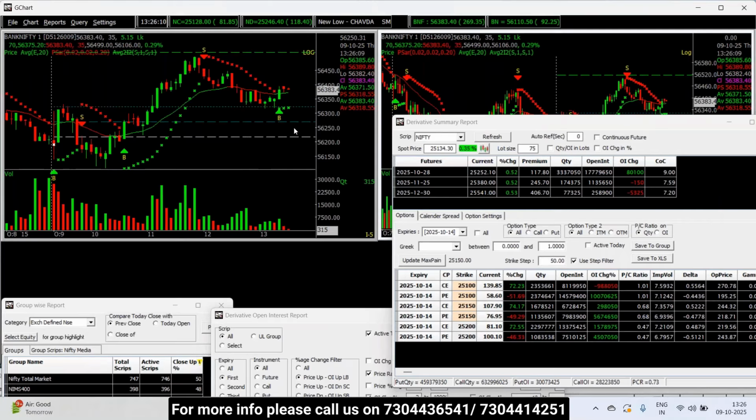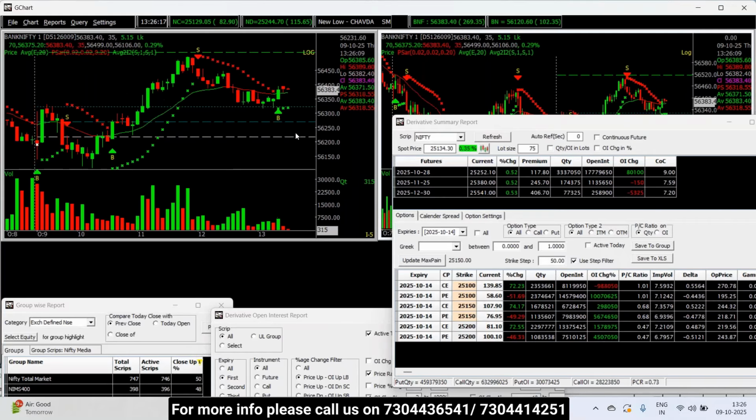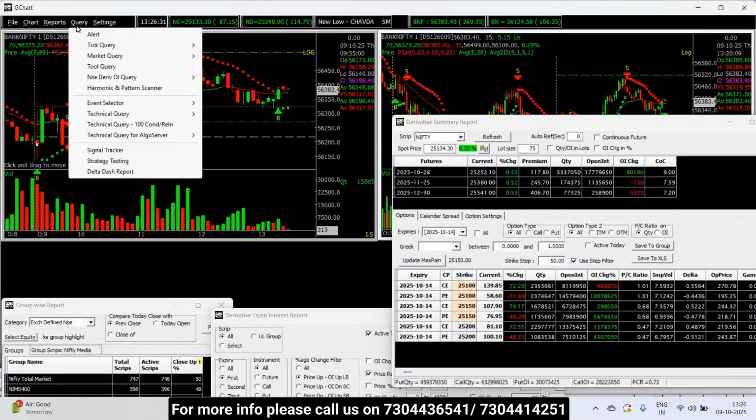So in this way, you can design your own strategies and implement them here, and you will get buy and sell signals. Now we got buy and sell signals, and we understood how the trends have been forming, and according to that we are getting signals. And now we need notifications or some alerts, right? For that we have the tick query.